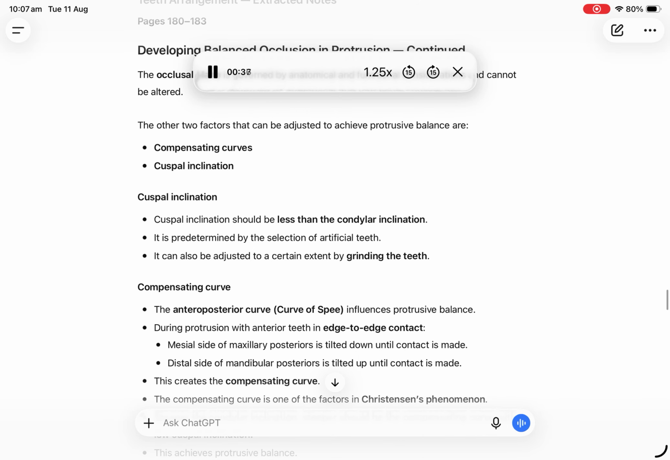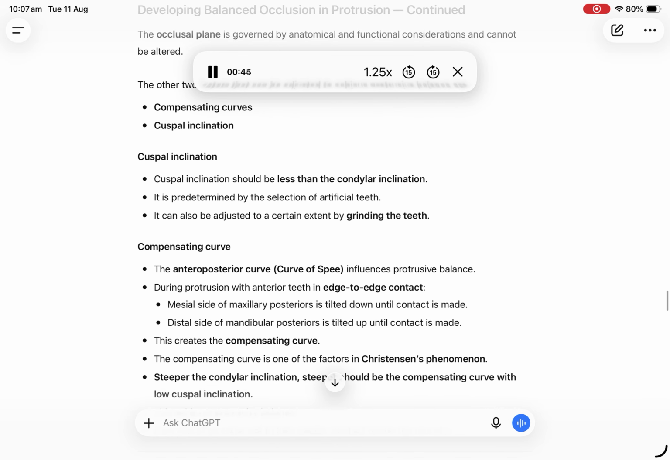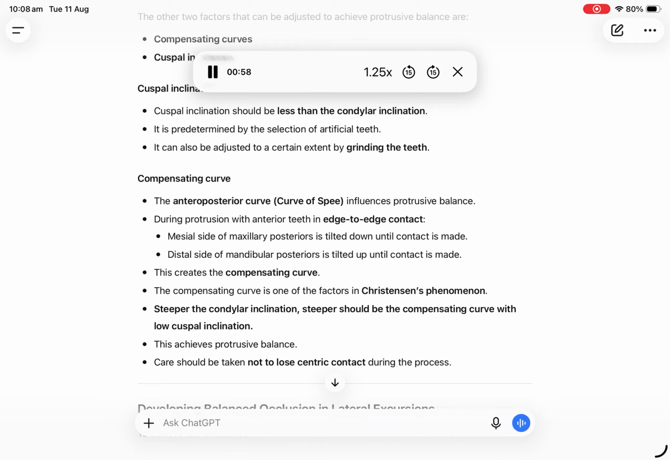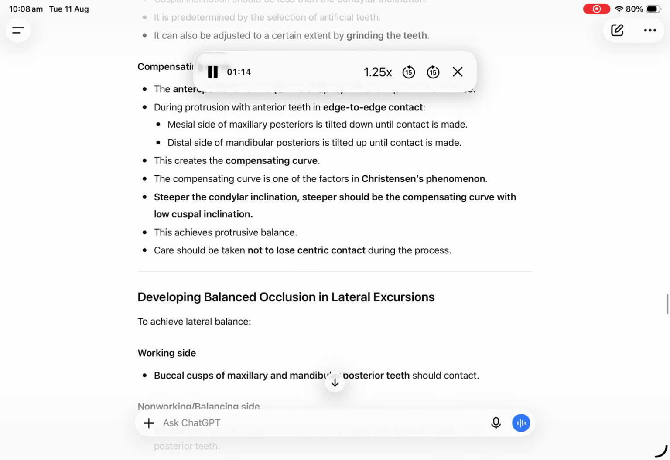Compensating curve. The antero-posterior curve of Spee influences protrusive balance. During protrusion with anterior teeth in edge-to-edge contact, mesial side of maxillary posteriors is tilted down until contact is made. Distal side of mandibular posteriors is tilted up until contact is made. This creates the compensating curve. The compensating curve is one of the factors in Christensen's phenomenon. Steeper the condylar inclination, steeper should be the compensating curve with low cuspal inclination. This achieves protrusive balance. Care should be taken not to lose centric contact during the process.